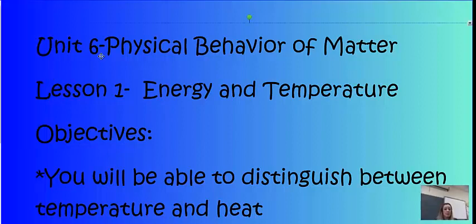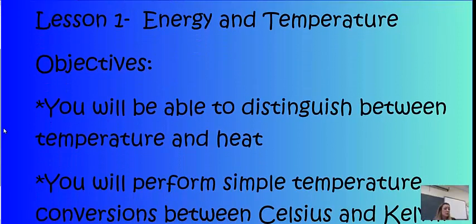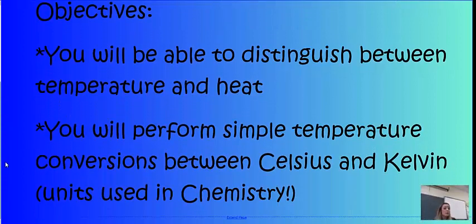Okay guys, so this is Unit 6. This will be Lesson 1, Energy and Temperature. The objectives for this lesson will be to distinguish between temperature and heat. They are not the same things. And you will also perform simple temperature conversions between Celsius and Kelvin. These are the units used in chemistry for temperature. And you will learn that you can find these conversion factors on your reference table.